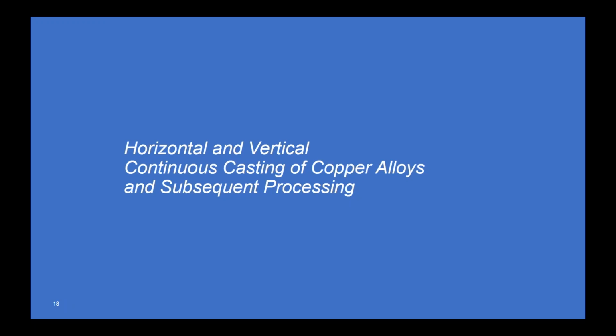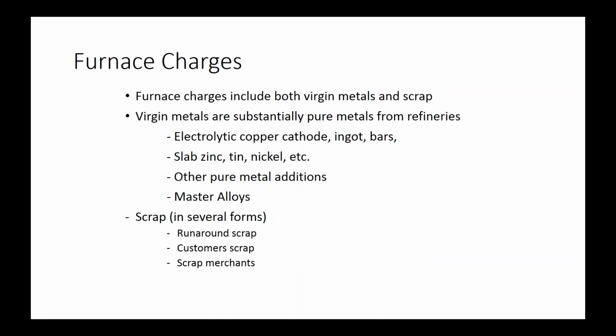The horizontal and vertical casting of copper alloys and subsequent processing, I won't go into much subsequent processing, but let's talk to begin with what you start with. You start with a furnace charge, or raw material going into a furnace. And raw material in these cases are virgin metals and scrap. Virgin metals are substantially pure metals from refineries.